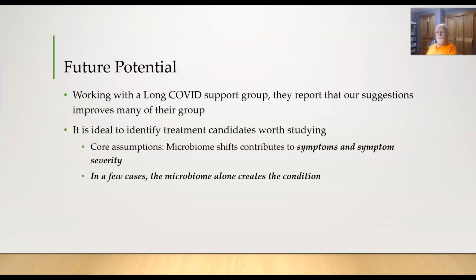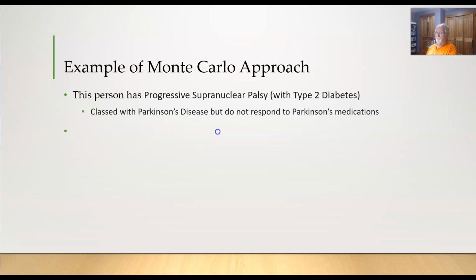What our core assumptions are is that microbiome shifts contribute to symptoms and symptom severity. Many published studies indicate that's just the case. In a few cases, a microbiome alone may create the conditions, like the digestive system with Crohn's disease, with irritable bowel syndrome, etc. Chronic fatigue syndrome seems to also fit that one. So, in which case you fix the microbiome, hey, the person goes into apparent remission.